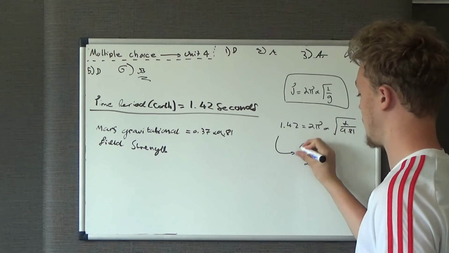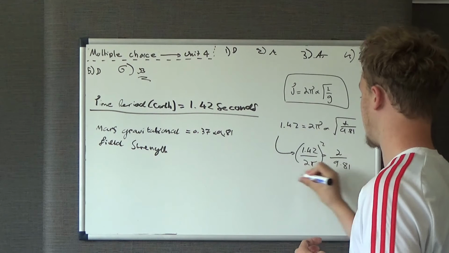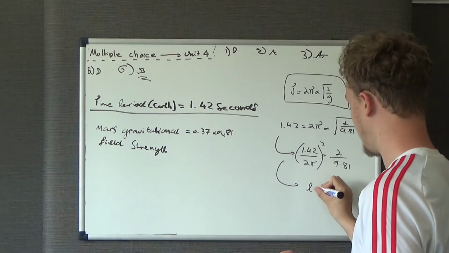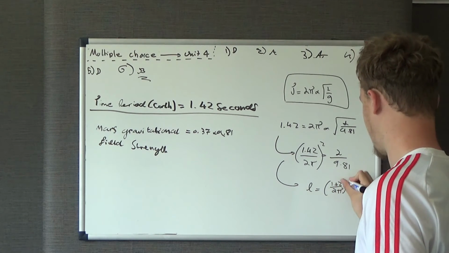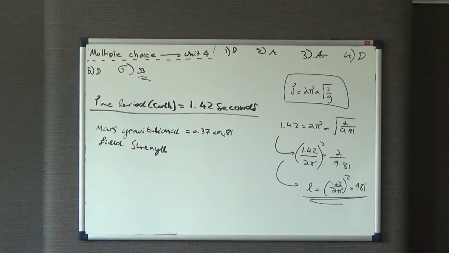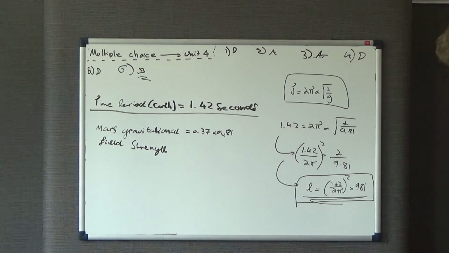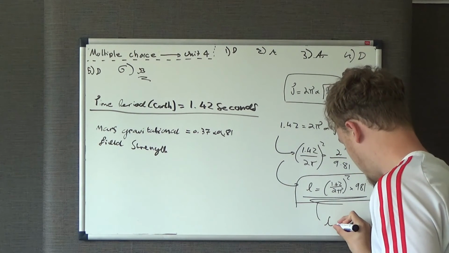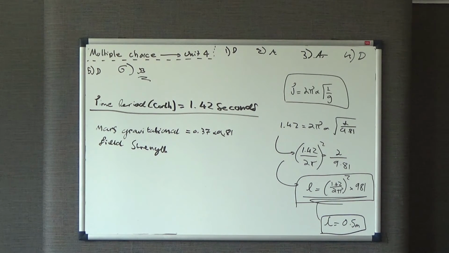Square both sides, so 1.42 over 2 pi all squared is equal to L over 9.81, then multiply both sides by 9.81. So the length of the pendulum is 1.42 over 2 pi all squared times 9.81, and that should give you the length of your pendulum. Because we've got to use that in another calculation, whatever that gives you, I got around 0.5 meters, but you would leave whatever answer it gave you in your calculator and save that as a length, making sure you're not adding anything else to that answer.